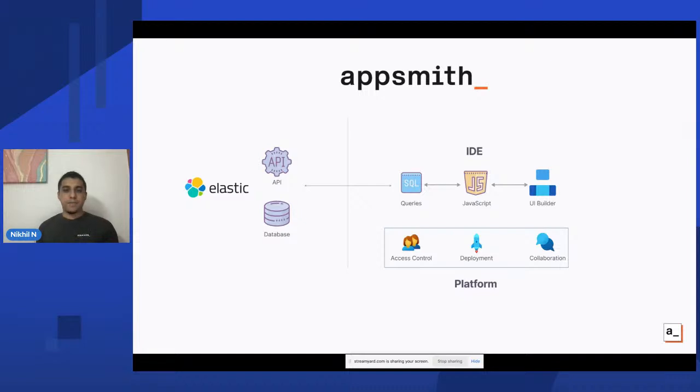So how does it work? Appsmith has two different layers. The first is the IDE. The IDE is the environment in which developers can code and build applications. And this IDE consists of three sections.